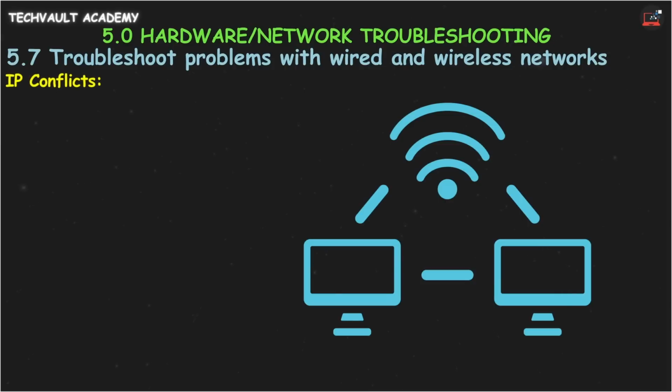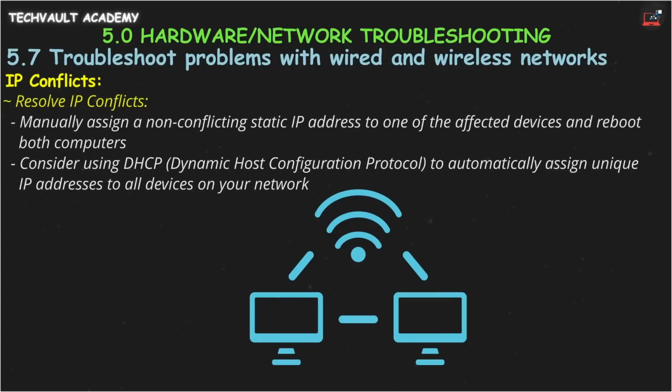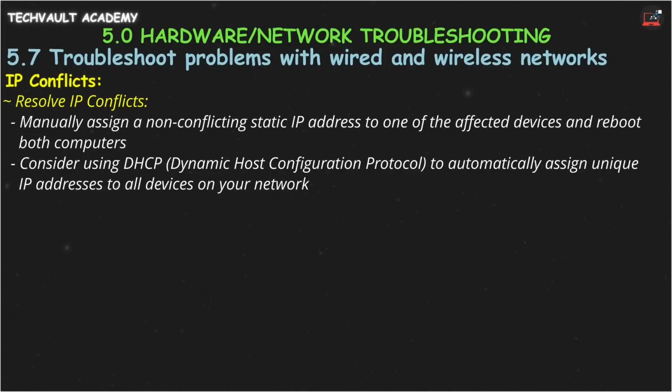IP conflicts. Resolve IP conflicts. Manually assign a non-conflicting static IP address to one of the affected devices and reboot both computers. Consider using DHCP, Dynamic Host Configuration Protocol, to automatically assign unique IP addresses to all devices on your network.